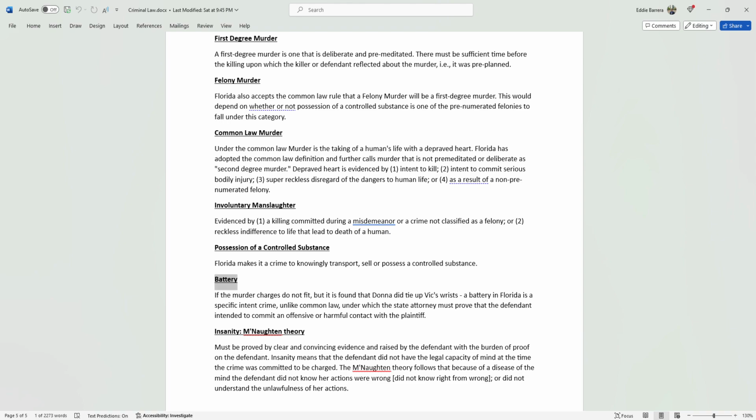Battery. If the murder charges do not fit, but it is found that Donna did tie up Vic's wrists, a battery in Florida is a specific intent crime, unlike common law, under which the state attorney must prove that the defendant intended to commit an offensive or harmful contact with the plaintiff.